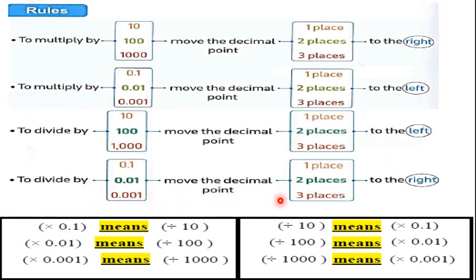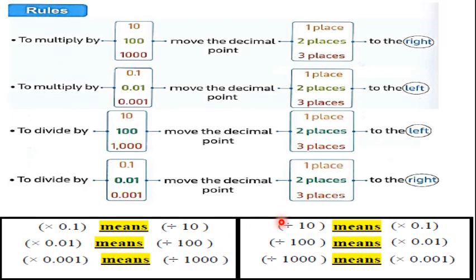That means if I multiply any number times 0.1, it's the same as dividing by 10. If I multiply any number times 0.01, it means the same as dividing by 100. If I want to multiply times 0.001, that means the same as dividing by 1000.